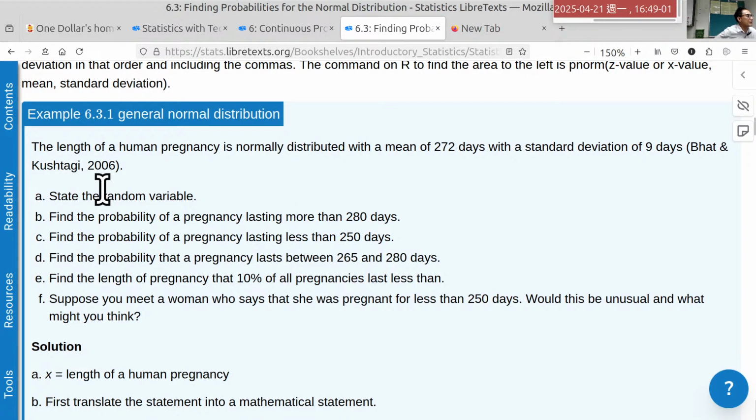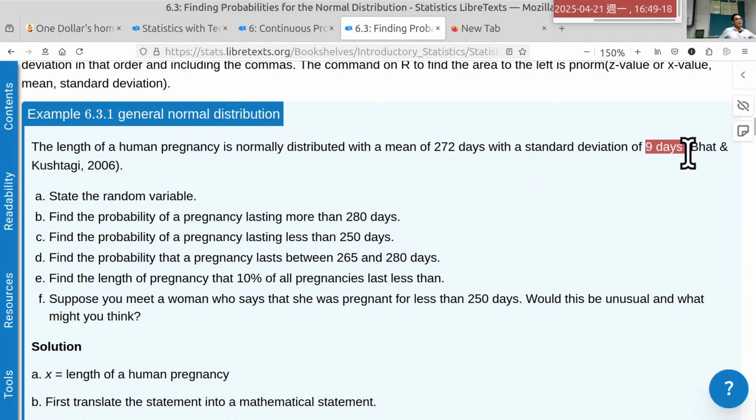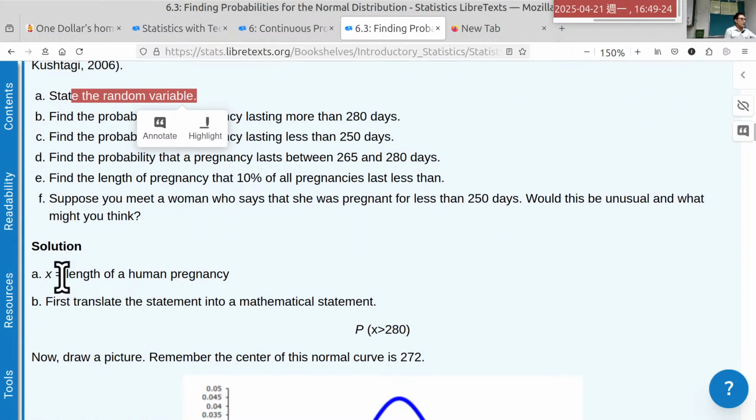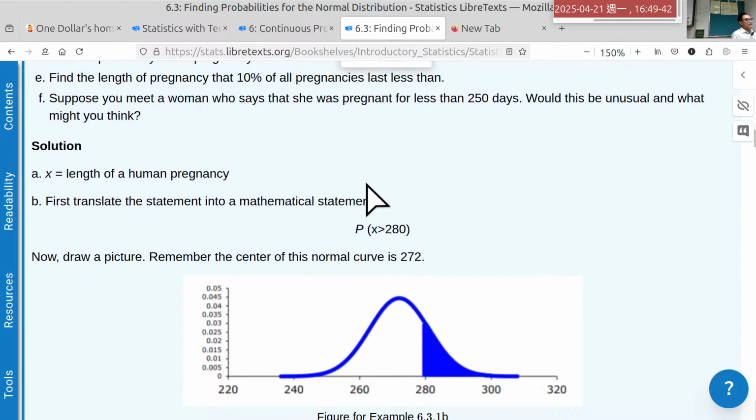Example 6.3.1, general normal distribution. The length of a human pregnancy is normally distributed with a mean of 272 days and a standard deviation of 9 days. What does it mean? State the random variable here. X equals the length of a human pregnancy. Then find the probability of a pregnancy lasting more than 280 days.